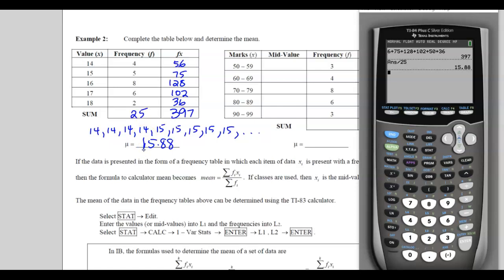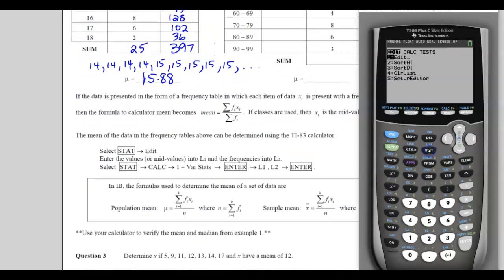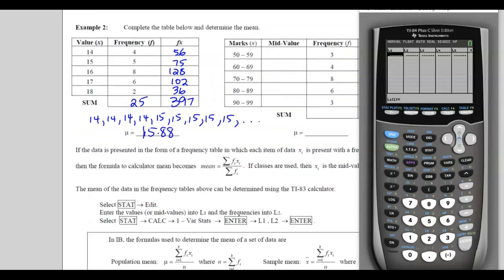Okay, so that is mu, or x with a bar over top. Okay, in our calculator, this is what we're going to do. So edit here, we have to go up, clear our calculator. We have to put the data values into L1. You've got to know how to do this, guaranteed you'll be asked. And you don't want to have to do it the long way.